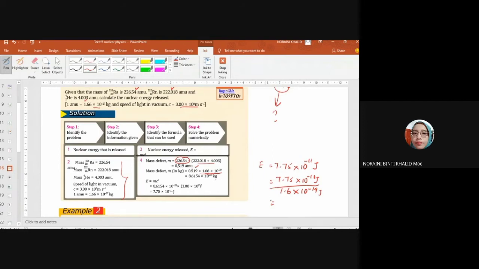You will get 4.84 × 10^8 eV. Okay, so this one you convert to mega, which equals 10^6. So this one you will get 484 mega electron volt.